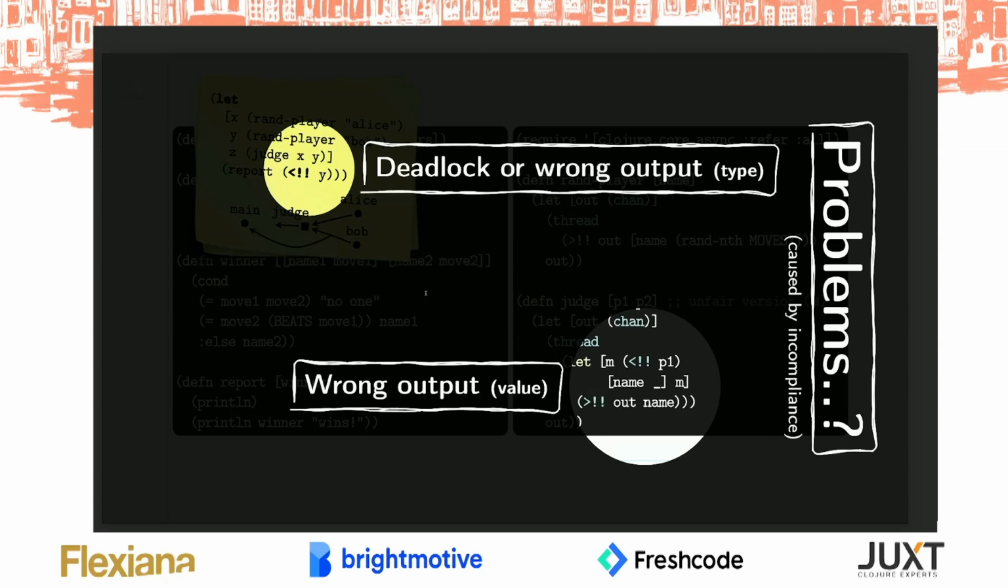Non-compliance in this case means that inside our minds, when we write this program, we have somehow a kind of intended communication protocol that the processes should follow. And in this case, it's actually very simple. It's just that Alice sends to judge, Bob sends to judge, judge sends to main. That's the protocol that we want the processes to abide by, and that's what we expect. But in each of these cases, this is not what happens.